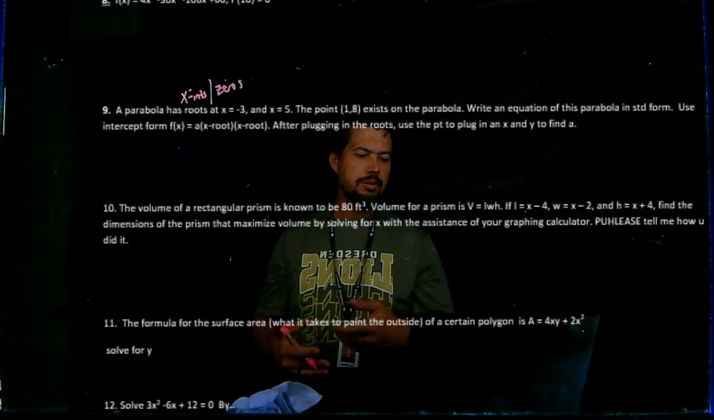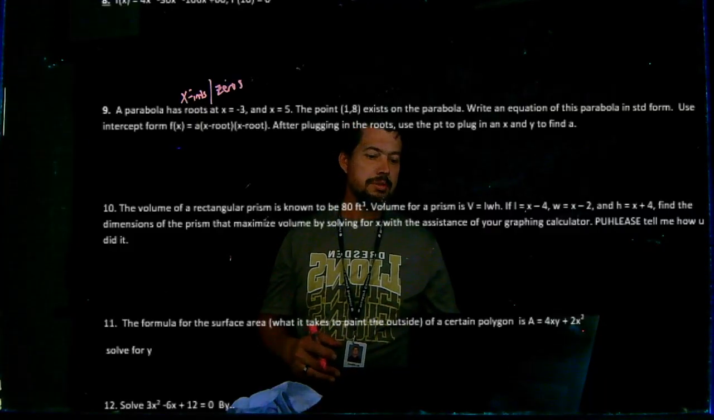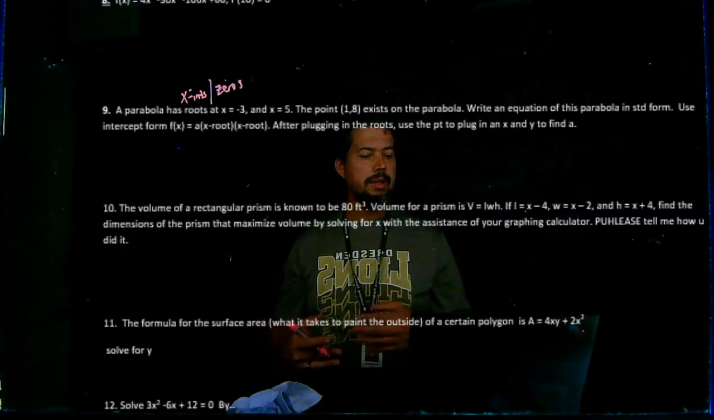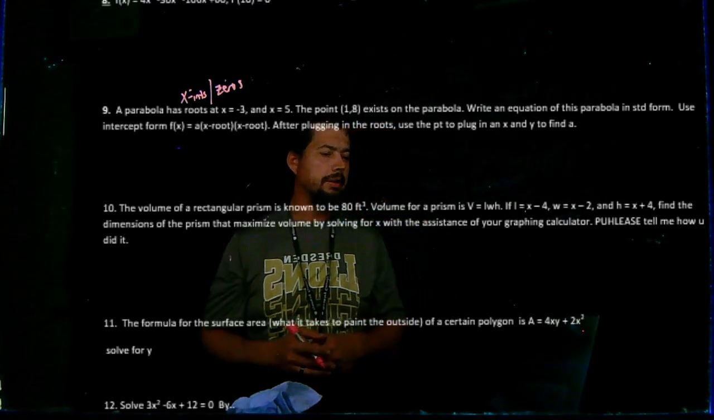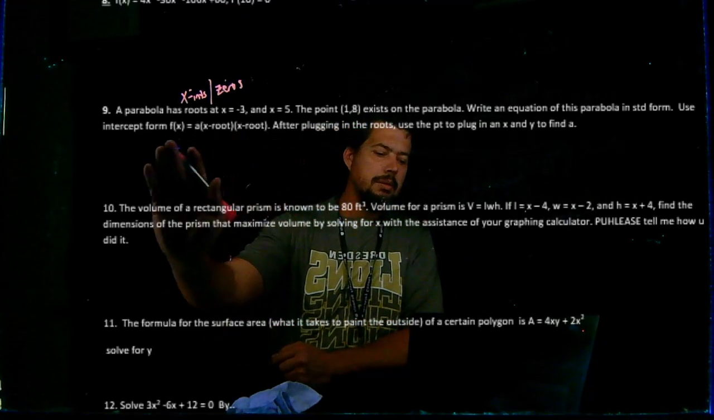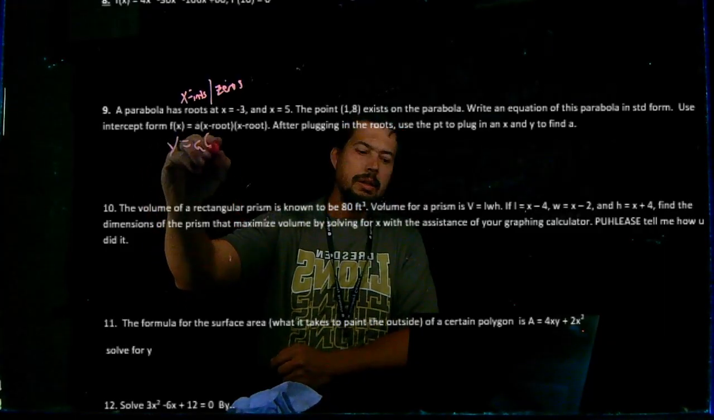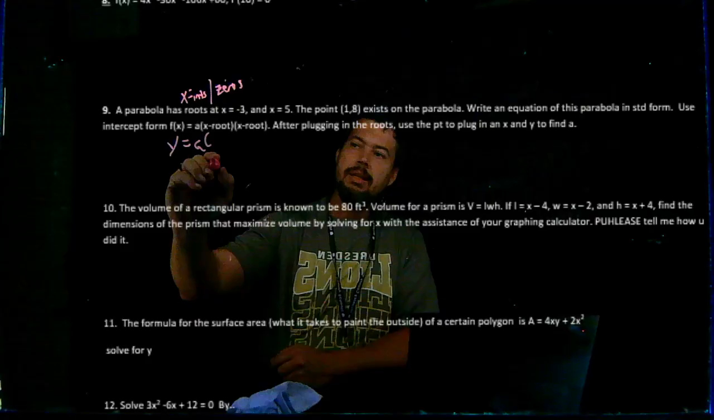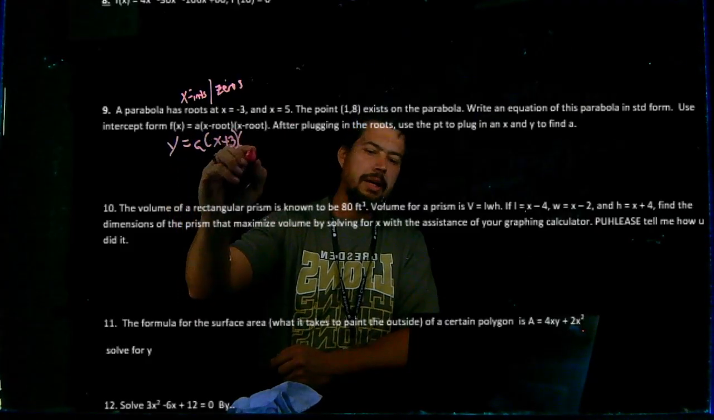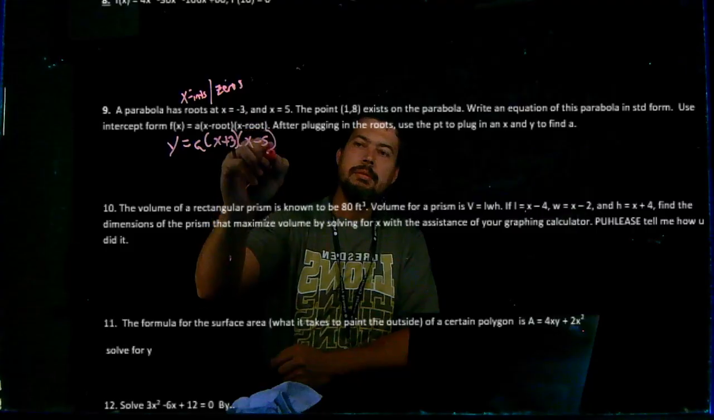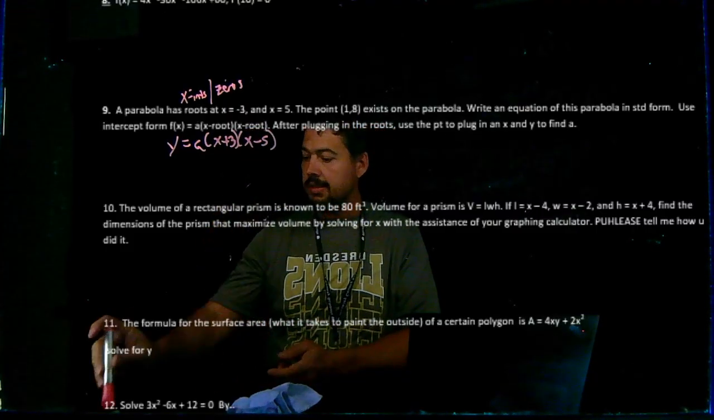To do that, you're going to use this intercept form, which I've given to you right here: a times (x minus a root) times (x minus a root). After plugging in the roots, use that point to plug in an x and a y value to find a. So let's start with this line right here. Of course, we'll just call it y. It makes it easier. If I do x minus a negative 3, I have x plus 3. If I do x minus 5, I'm still just x minus 5. Easy peasy lemon squeezy. That's line 1.